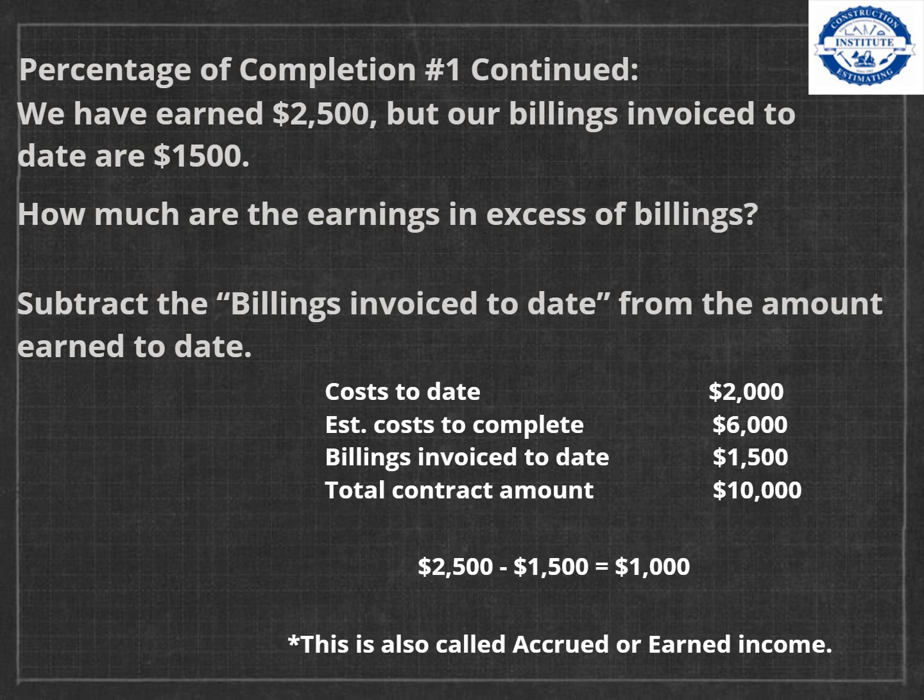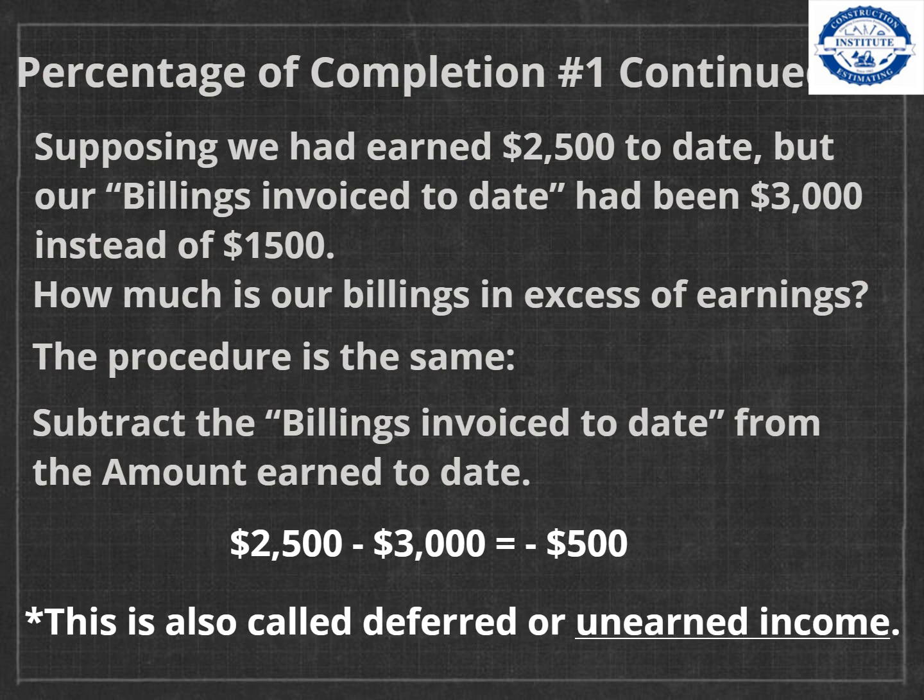So we have earned $2,500, but our billings invoice to date are only $1,500. How much are the earnings in excess of our billings? In other words, how much have we earned beyond what we've billed for? You simply subtract the billings invoice to date from the amount earned to date. $2,500 that we have earned out of that contract minus $1,500 that we have invoiced to date would be a difference of $1,000. This is earnings in excess of billings. It's also called accrued or earned income.